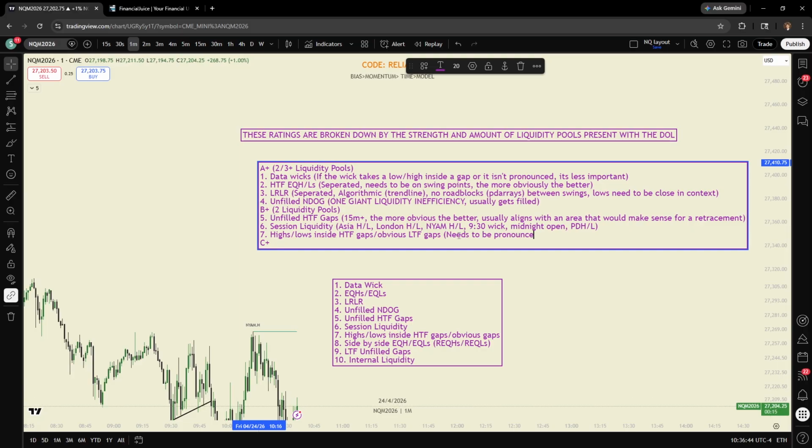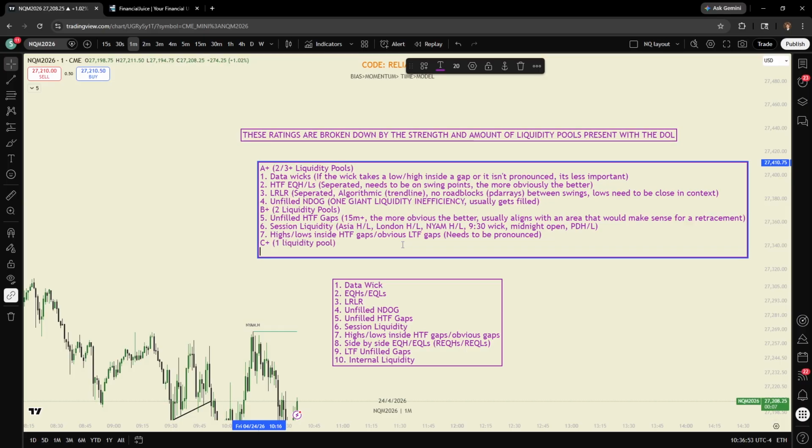Pronounced, that's important. Now C, this is where you have 1 liquidity pool. So side by side equal highs. Why would side by side equal highs be considered 1 liquidity pool?